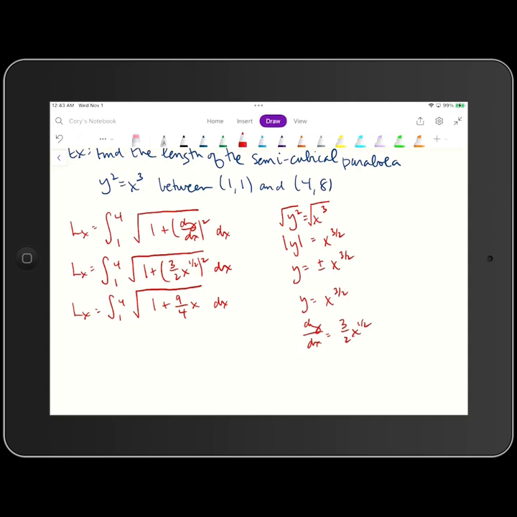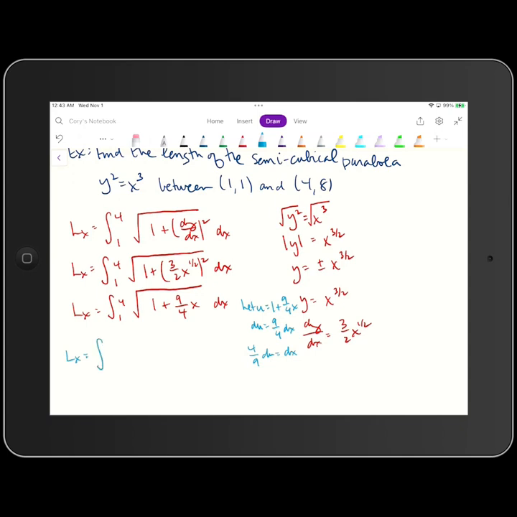Now, if we're going to integrate this, we have to do a u substitution. So I'm going to let u equal the argument of the function, so the argument of the radical, 1 plus 9/4 times x. And when we differentiate that, du is going to be equal to 9/4 dx, which makes dx equal to 4/9 du. Okay, so arc length then as a function of x.